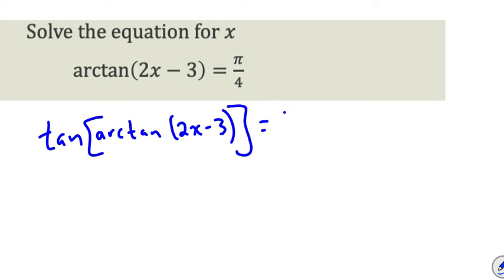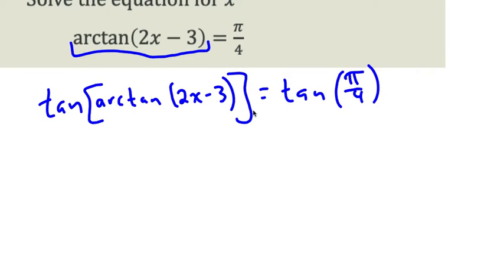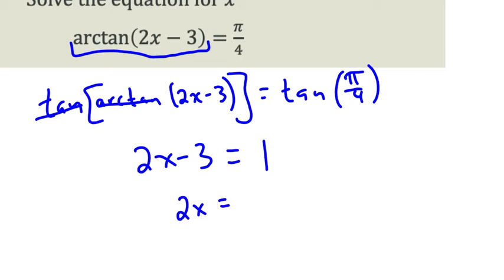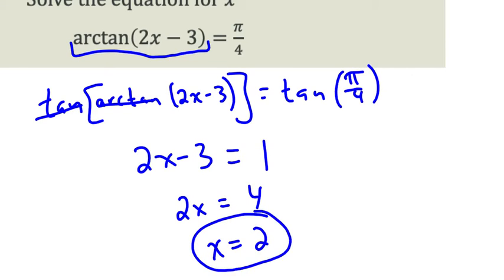So we're going to take the tangent of both sides. So we have the tangent of all this stuff here, and then we have the tangent of pi over 4. If we assume that this is in the domain for arctan, then these two would cancel each other out. So we're left with 2x minus 3 on the left. And on the right-hand side, the tangent of pi over 4, hopefully you remember, is equal to 1. So then we just go through our steps and solve this for x. We get x equals 2.